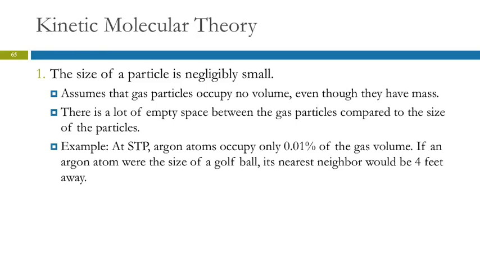As an example, at STP, the argon atoms only occupy 0.01% of the volume of the gas. That's pretty small. If the argon atom was the size of a golf ball, its nearest neighbor would be 4 feet away. And in between would be absolutely nothing. Not air, nothing. So there's lots of space.